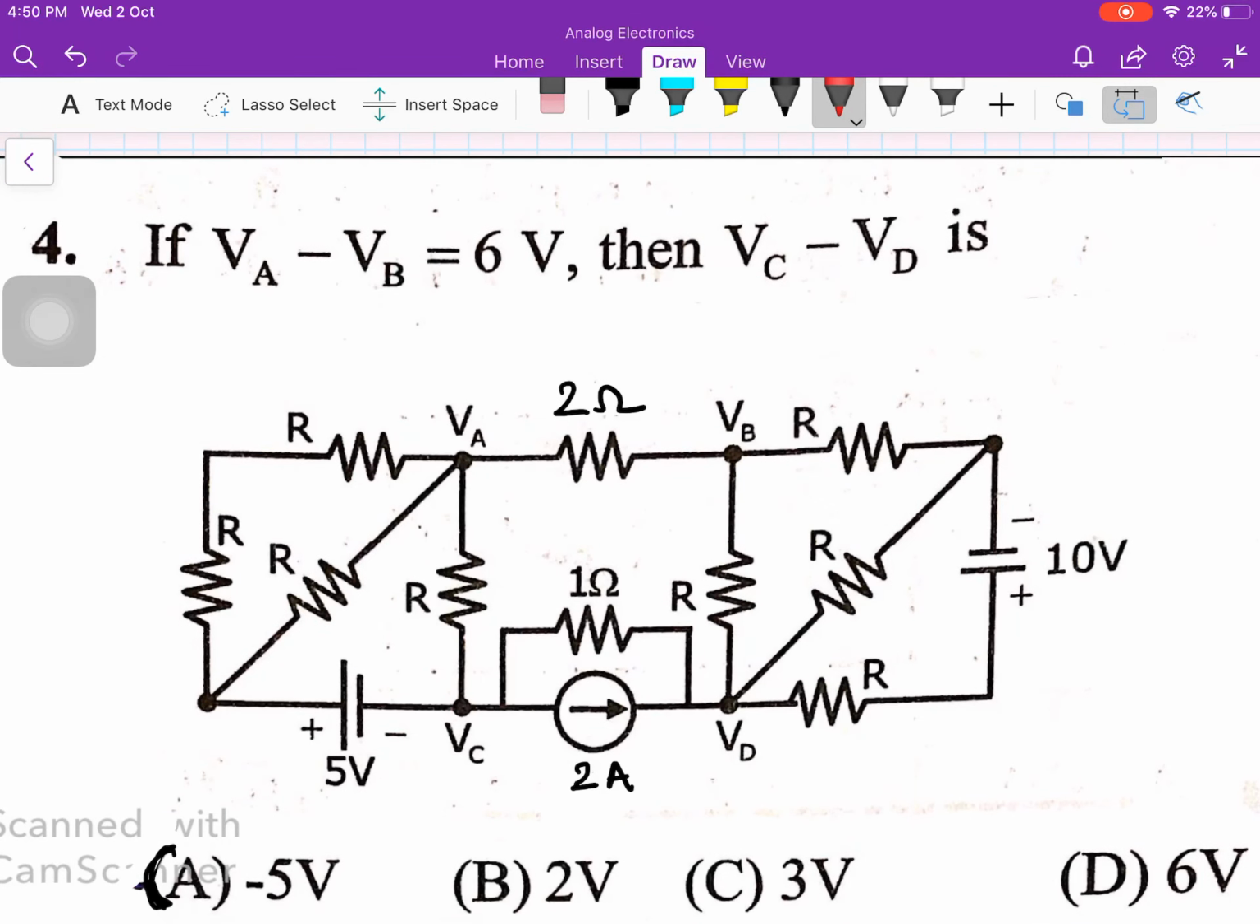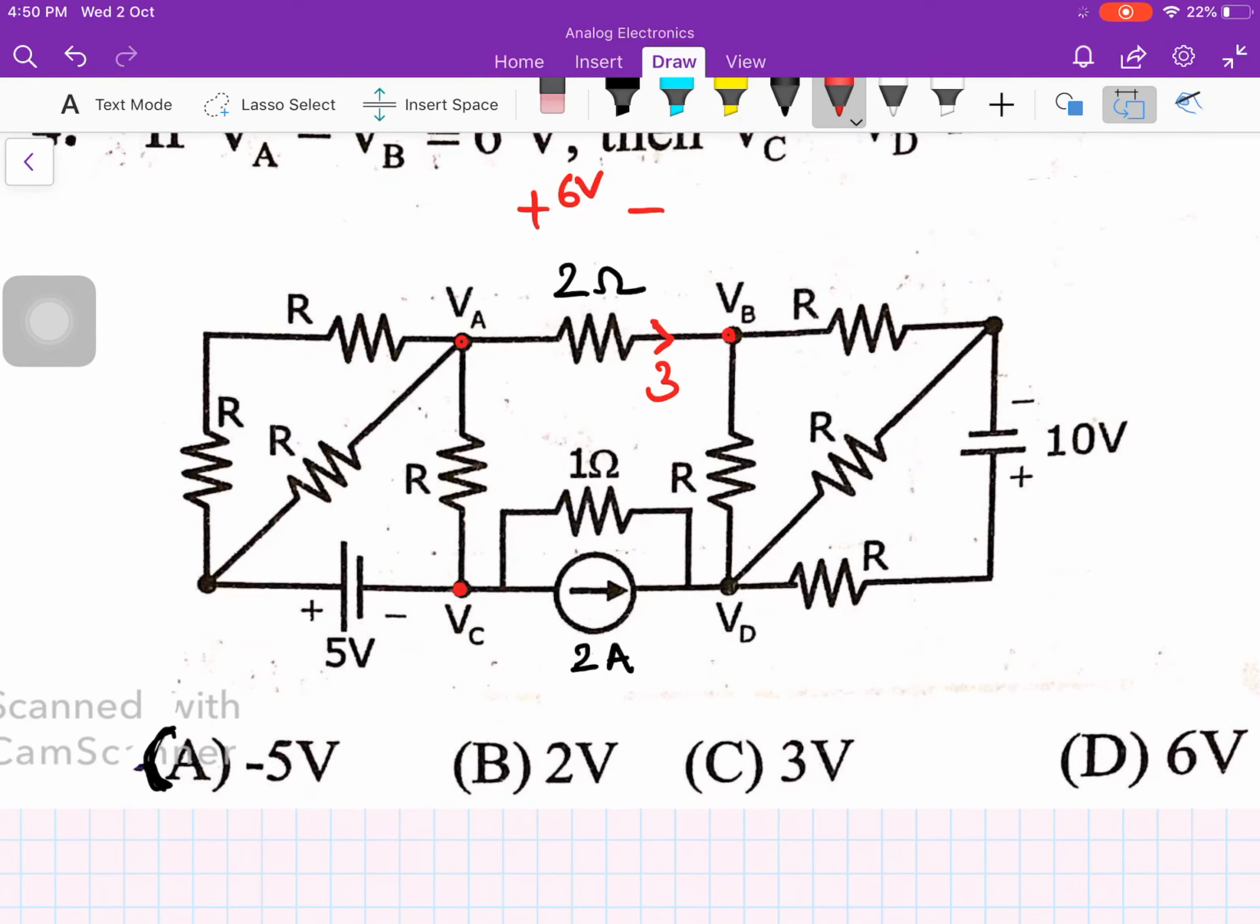If Va minus Vb is 6 volts, that is here Va minus Vb is 6 volts, I can straight away find the current flowing here, that is 6 by 2, that is 3 amps. Then find Vc minus Vd.